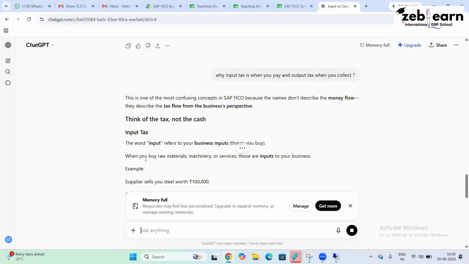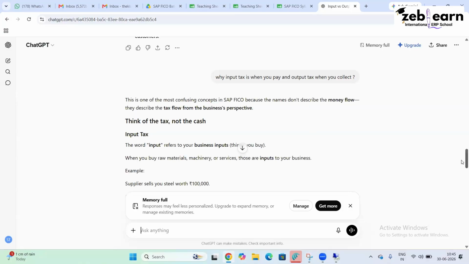Okay. Alekya, read. This is one of the most confusing concepts in SAP FICO. FICO because the names does not describes the money flow. They describes the tax flow from the business perspective. Think of the tax, not the cash. Input tax. The word input refers to business inputs, things you buy. When you buy raw materials, machinery, or services, those are input to your business. Example: supplier sells you steel worth 10 lakhs.